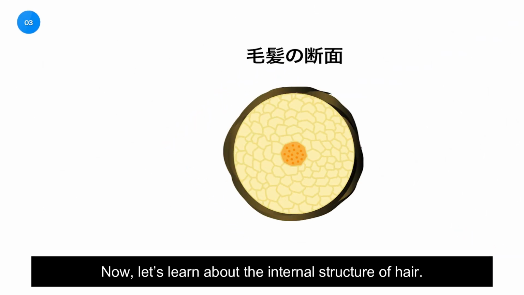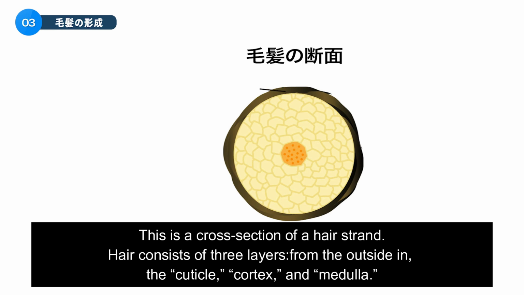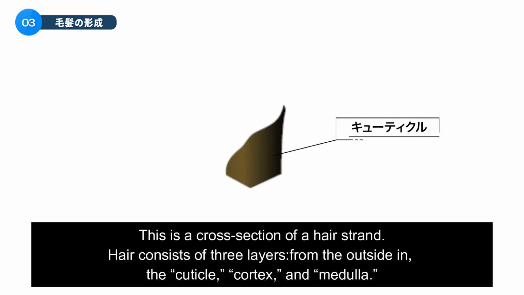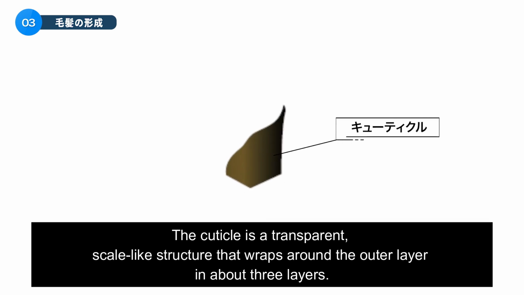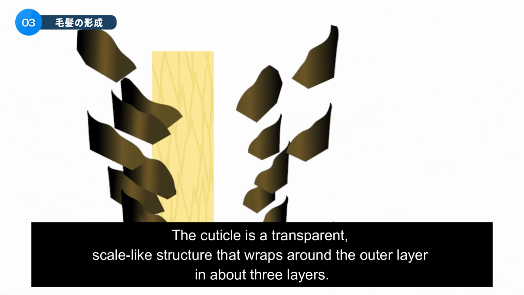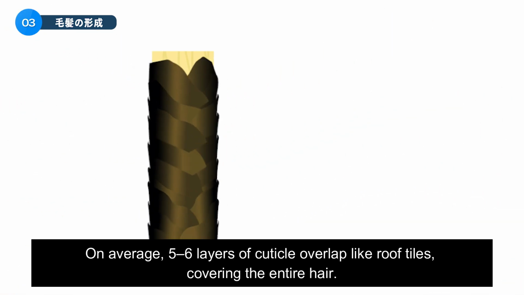Now, let's learn about the internal structure of hair. This is a cross-section of a hair strand. Hair consists of 3 layers, from the outside in, the cuticle, cortex, and medulla. The cuticle is a transparent, scale-like structure that wraps around the outer layer. 5 to 6 layers of cuticle overlap like roof tiles, covering the entire hair.